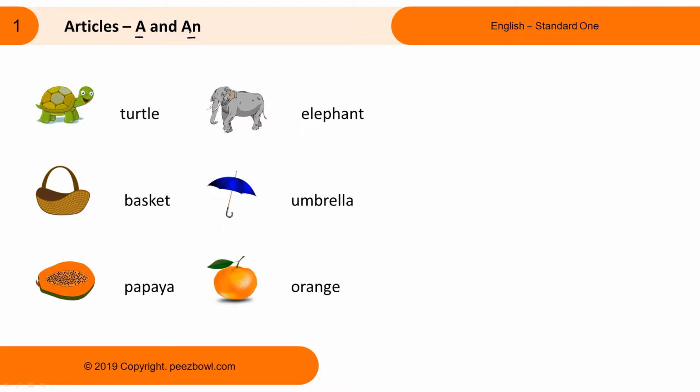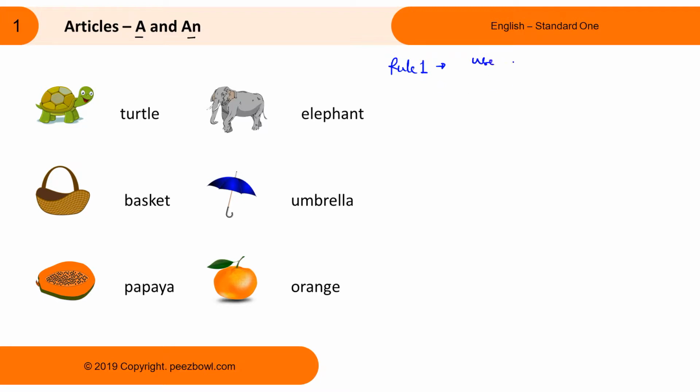Now notice one thing here, that I am bringing only one noun and you can count these nouns. For example, one turtle, one elephant, and so on. So these pictures are singular nouns or they are countable. So rule number 1. Our first rule is that we use a or an.